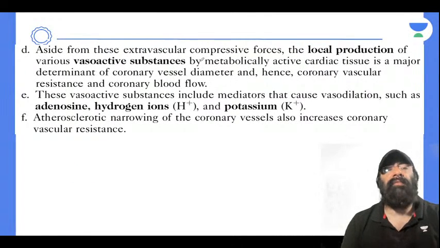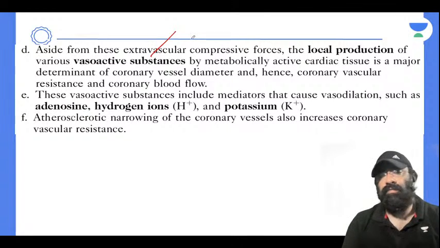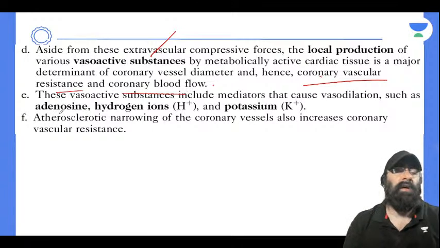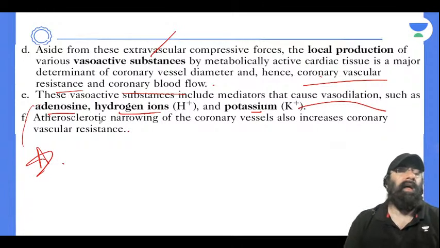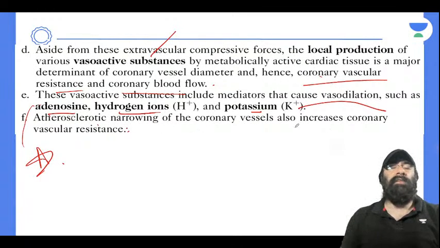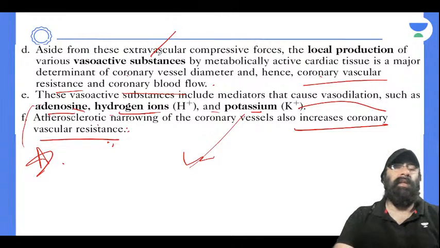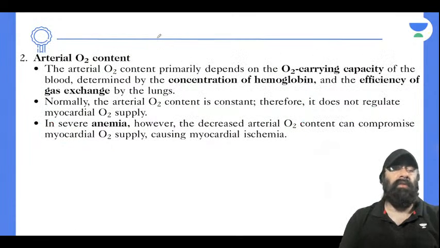And aside from the extravascular compressive forces, there is local production of various vasoactive, metabolically active substances in cardiac tissue, which are major determinants of coronary blood vessel diameter, hence coronary vessel resistance and coronary blood flow. These include adenosine, hydrogen, and potassium. Atherosclerotic narrowing of coronary blood vessels will increase the coronary vascular resistance. Adenosine, hydrogen, potassium can be vasoactive substances leading to vasodilation or contraction.